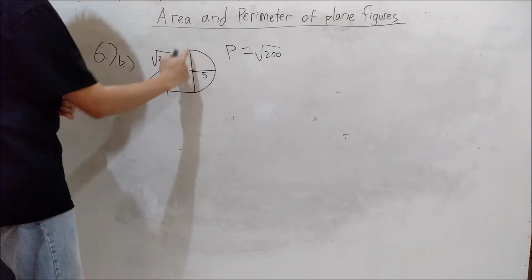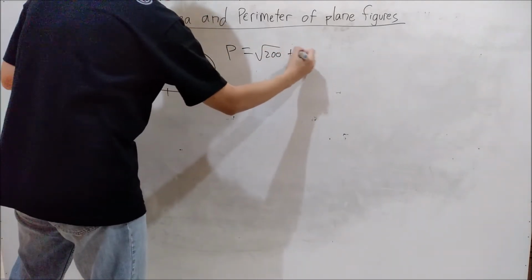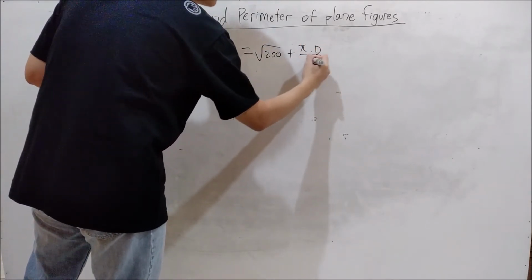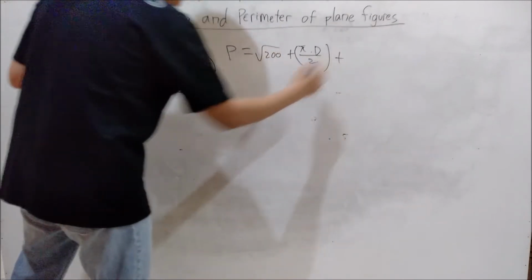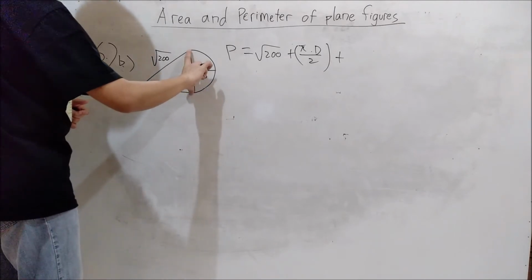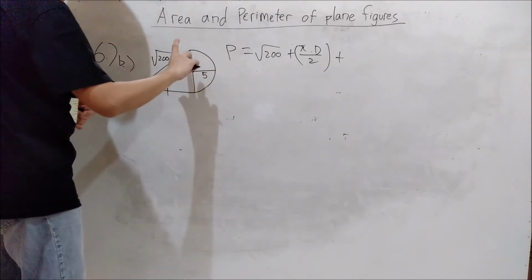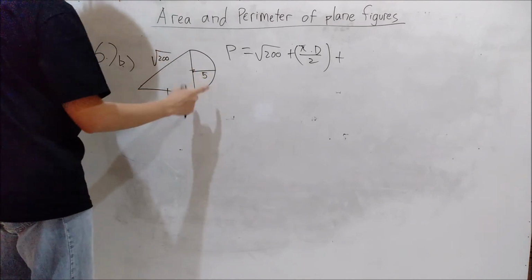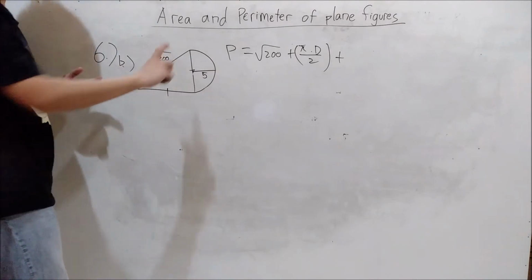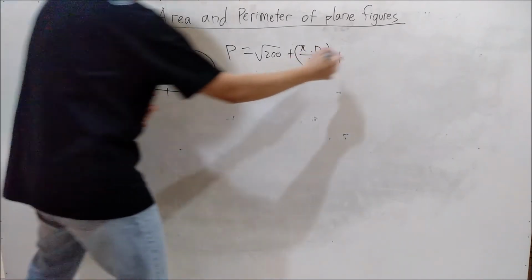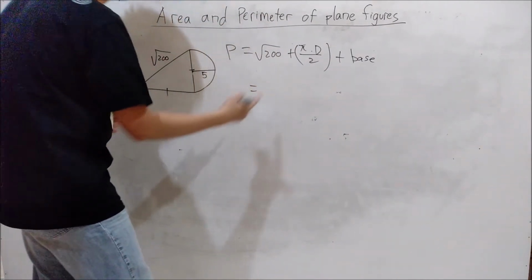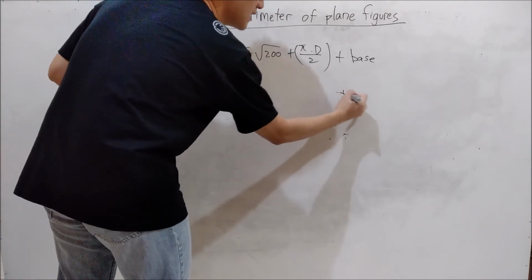and then we will add the half circle, which is pi d divided by 2, and then you will plus the base of the triangle. The base of the triangle is the same as the height of the triangle, and the height of the triangle is the same as the diameter of the circle. The diameter of the circle is 10 because the radius is 5, right? So the diameter is twice that, so it will be 10. So the base will be 10 as well, so plus base. I will just write it here first, and then we will count it. We know that the base is 10.